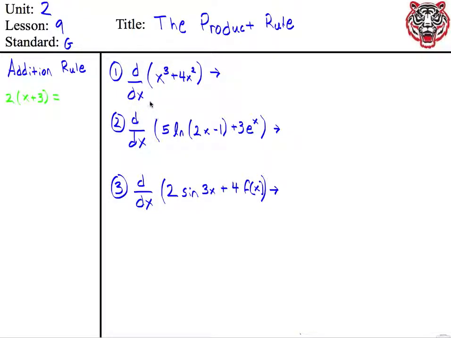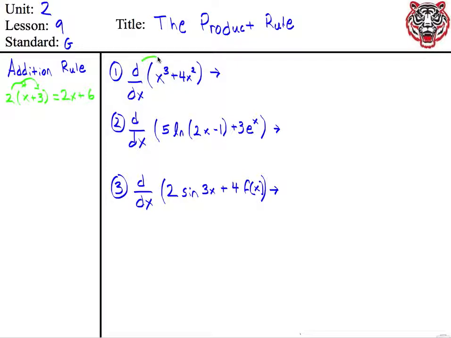So we've already done this rule. I've kind of informally gone over it: you just take the derivative of each individual component. I'm formally going over it now. When I have distribution, on the far left, 2 times x, I do 2 times x, which is 2x, and 2 times 3, which is 6. The same thing happens with the derivative. I can distribute the derivative.